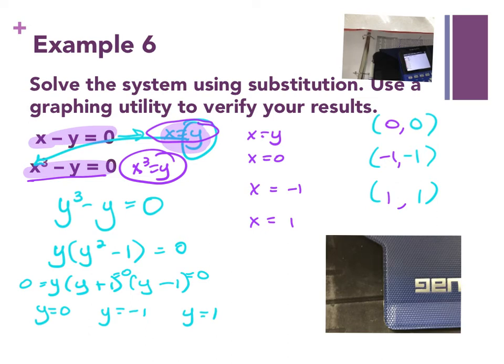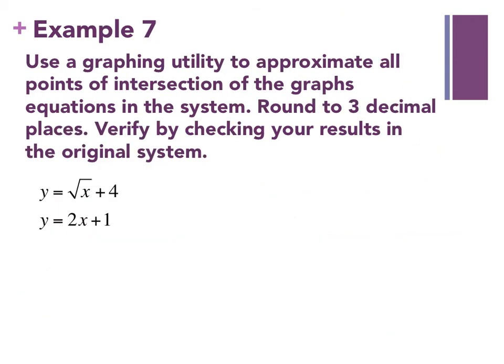All right, questions on either of those? Either using substitution or graphing. Okay. Use a graphing utility to approximate all the points of intersection of the graphs of the equations in the system, round to 3 decimal places, and then verify by checking your results in the original system. So I'm going to do this from the graphing utility on the iPad so that you can see what that would look like.